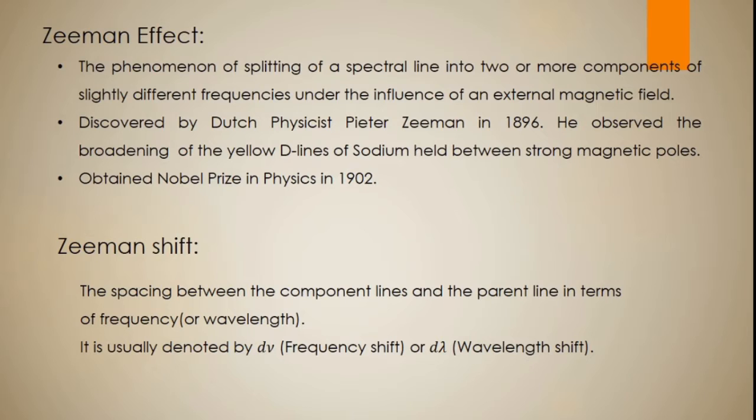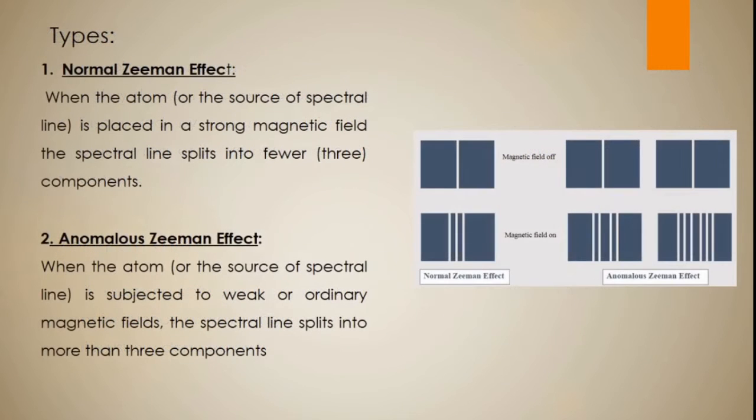The spacing between the component lines and the parent line, in terms of frequency or wavelength, is called Zeeman shift. It is usually denoted by d nu for frequency shift and d lambda for wavelength shift. There are two types of Zeeman effect. The first one is normal Zeeman effect and the second one is anomalous Zeeman effect.